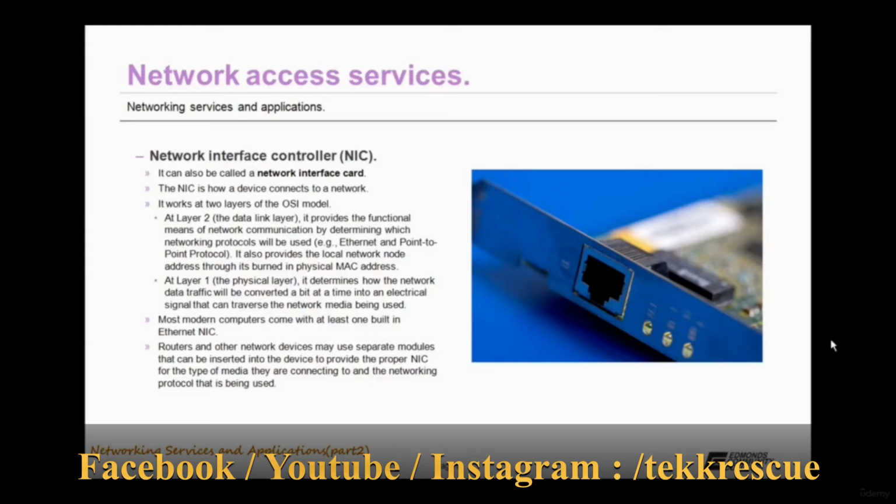At layer 1, the physical layer, the network interface controller determines how the network data traffic will be converted, a bit at a time, into an electrical signal that can traverse the network media being used, i.e., it provides the connection to the network. Most modern computers come with at least one built-in Ethernet NIC. Routers and other network devices may use separate modules that can be inserted into the device to provide the proper network interface controller for the type of media they're connecting to and the networking protocols that are being used.